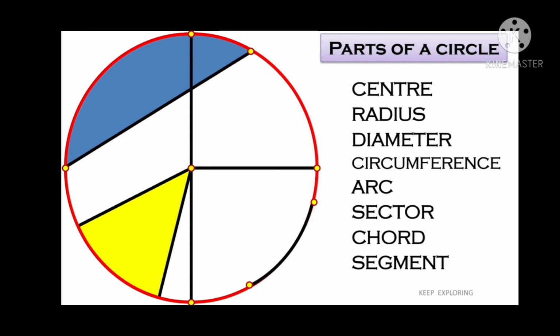So we have center, the fixed point; radius, the fixed distance; diameter, which divides a circle into two equal parts; circumference, the total length of the boundary; arc, a part of the circumference; sector, the area enclosed between two radii and an arc; chord, a line segment joining any two points on the circle; and segment, the area enclosed between the chord and arc. Those are all the parts of a circle. Thank you and keep exploring.